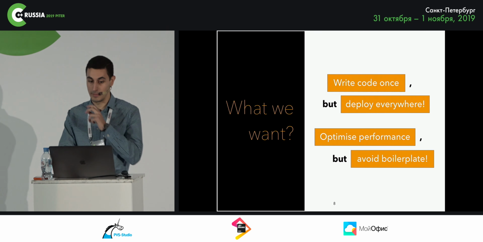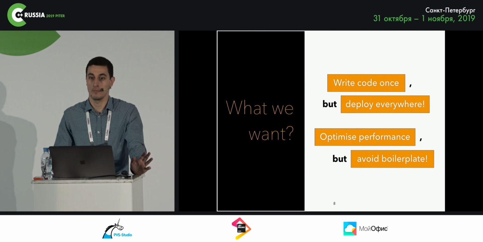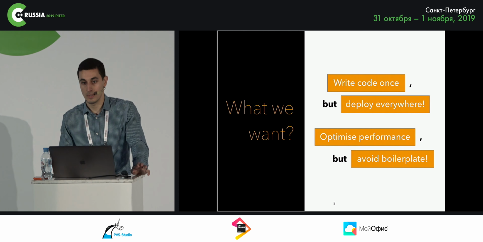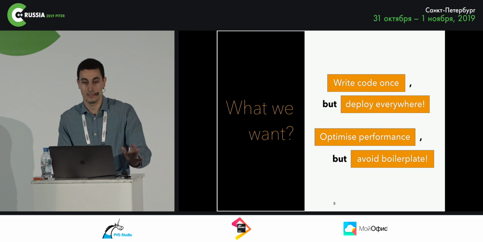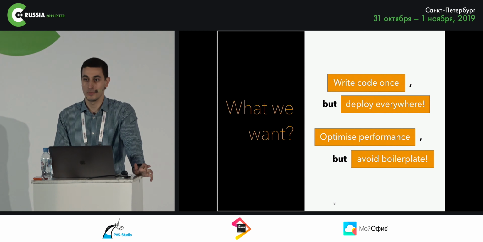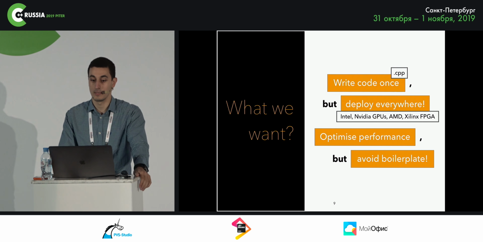Okay, back to our primary topic. We as developers generally just want the same things, and it's invariant of the problem set. We want to write our software just once. We want to deploy it on every kind of device, every kind of platform. We want to optimize it for performance just because we are C++ programmers, and we want to avoid boilerplate. So we want our code to be concise, simple, nice, and efficient.